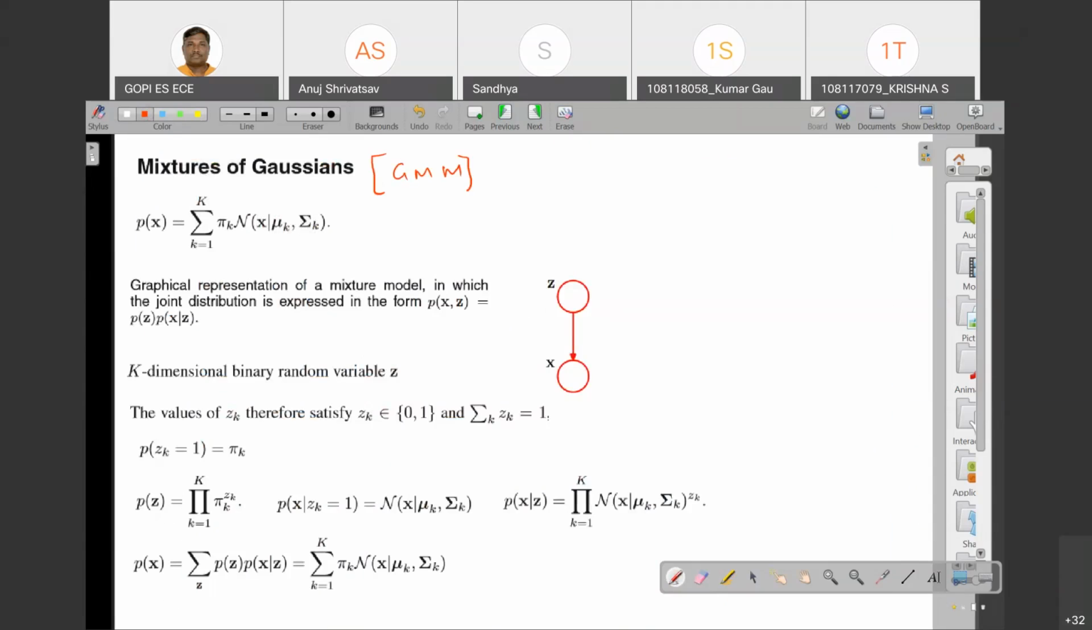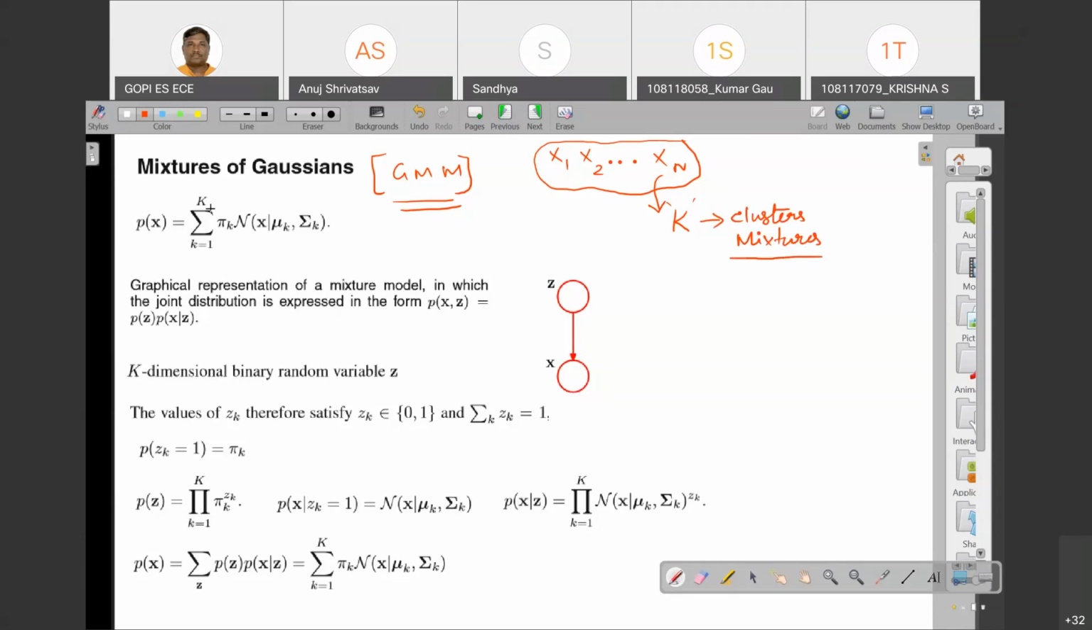How to get these parameters? You are given data, right? So you are given x1, x2, up to xn. You are given this data, and let us assume that the number of states is fixed. K is fixed, capital K, the number of clusters or states. In this case, we normally call them clusters, or the number of mixtures. They are fixed now. K is fixed, right?